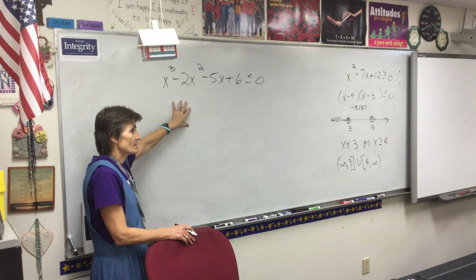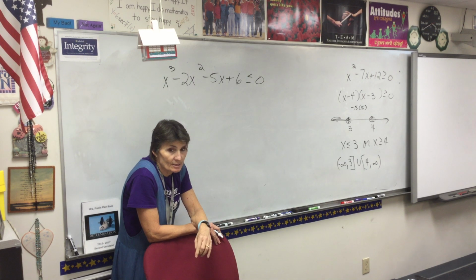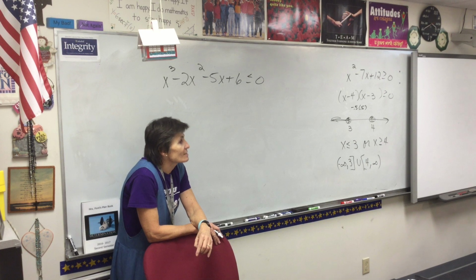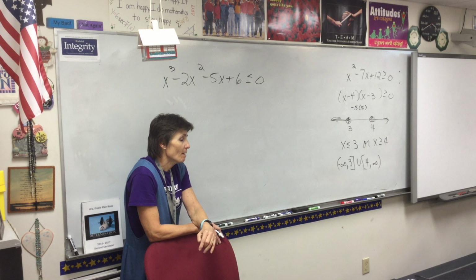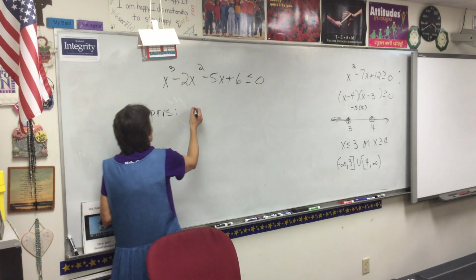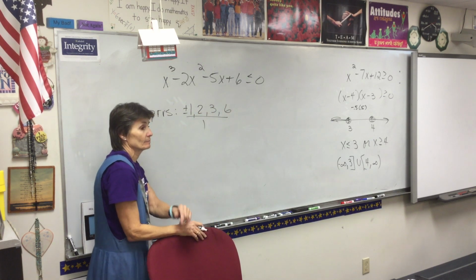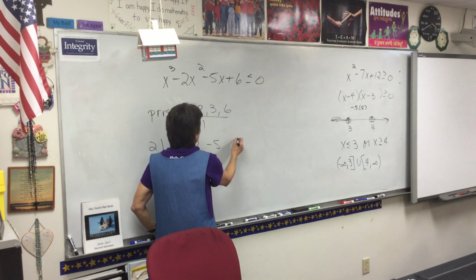Look at this, guys. Oh my gosh. It doesn't group. So what do we do if they don't group? Synthetic division. What numbers do I guess as I start synthetically dividing? Plus or minus 1, 2, 3, and 6, over 1. The answer's always 2, so we'll try 2.